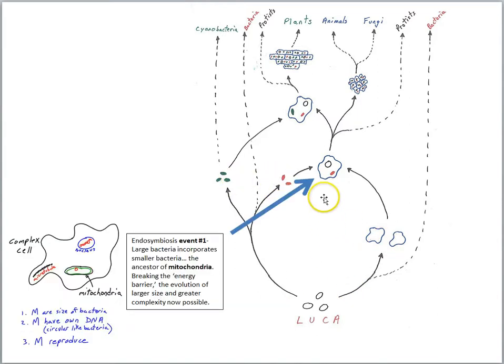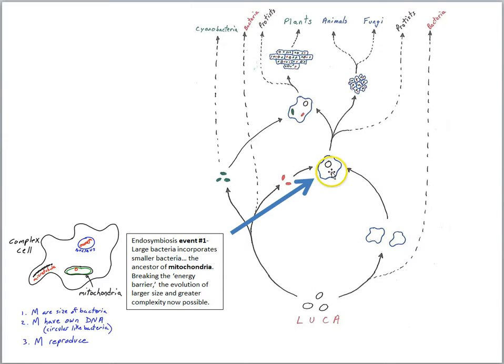Now here comes the first really important endosymbiosis event. A large bacteria incorporates a smaller bacteria, the ancestor of mitochondria, breaking the energy barrier, the evolution of larger size and greater complexity now possible. Very important process here. Were it not for this endosymbiosis event, there would be no large complex living things on Earth. It'd be all bacteria types of cells.